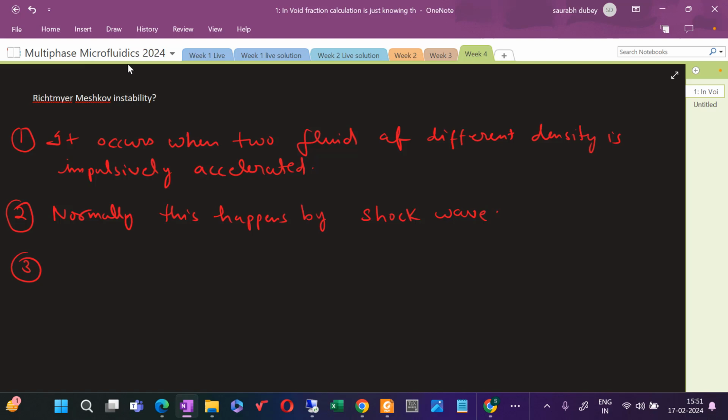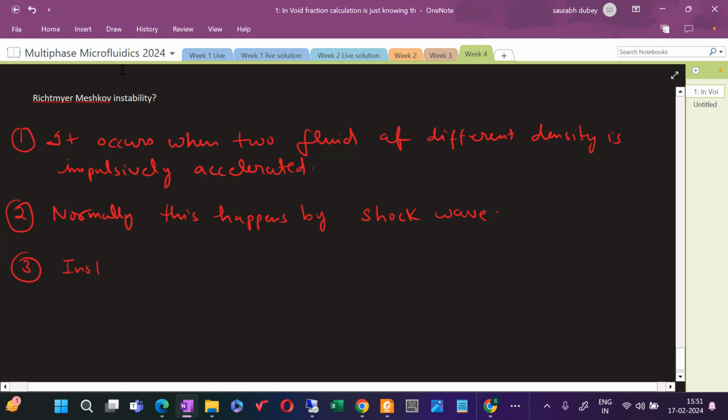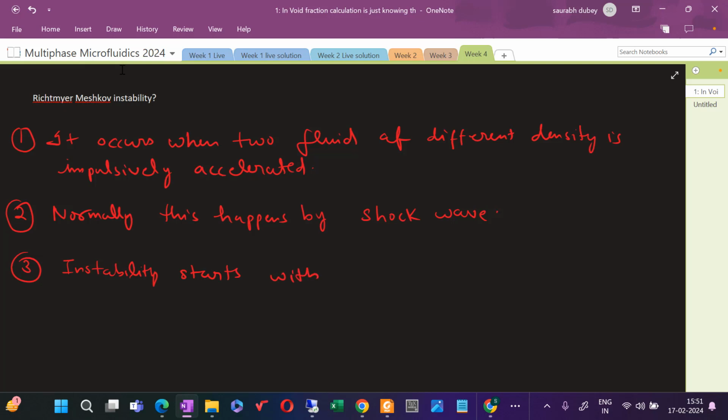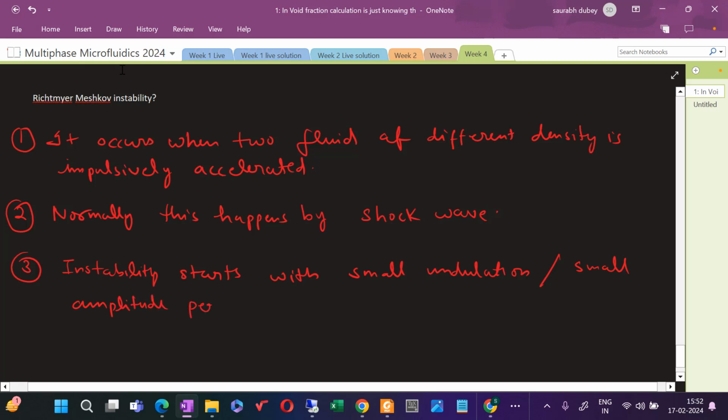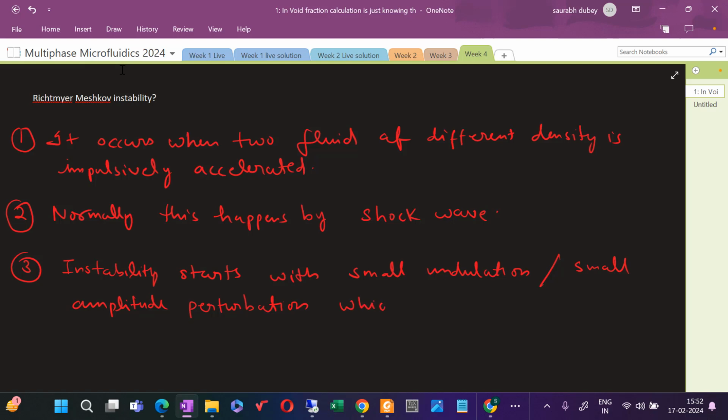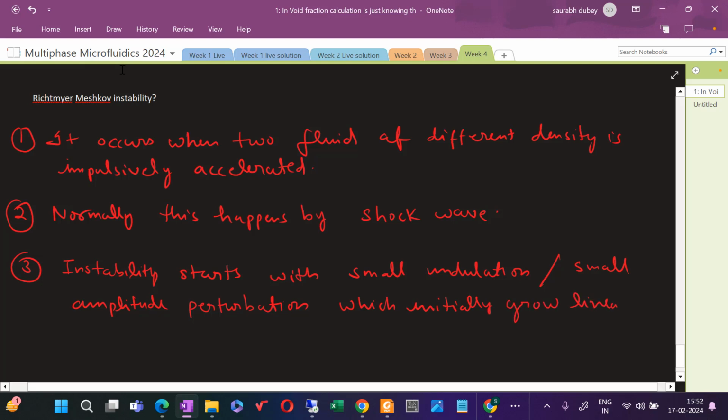Okay, and the next is that this instability begins with small undulation. So the development of the instability: instability starts with small undulation, or say small amplitude perturbation, which initially grows linearly with time. So that's the one thing.